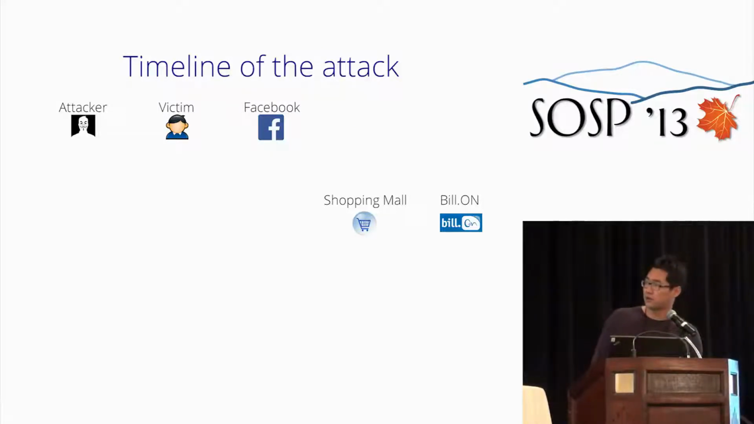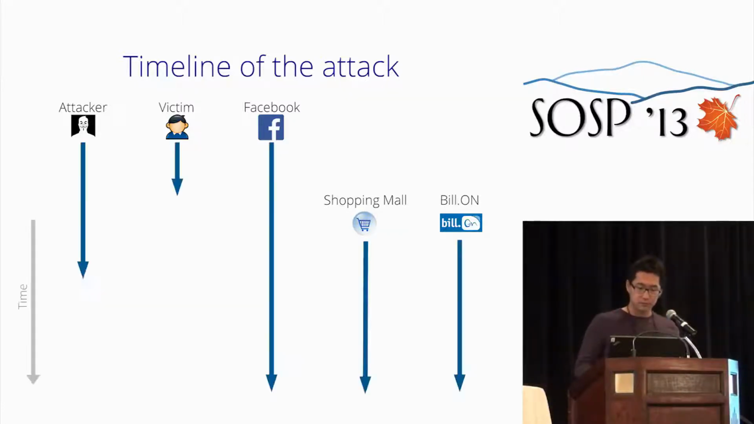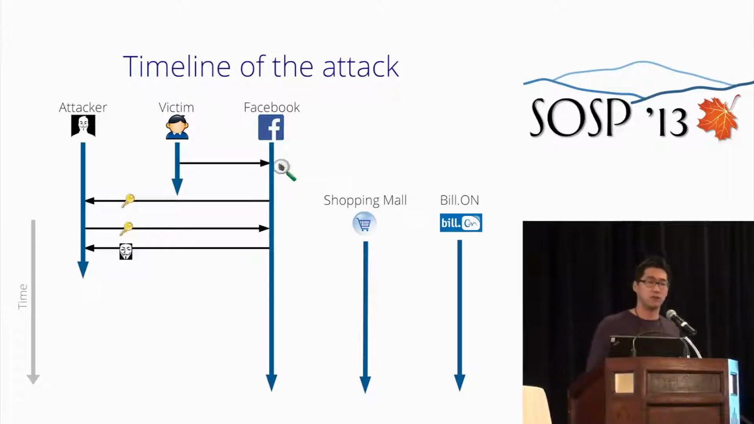There are 5 different parties involved in this attack, including the attacker, the victim, and Facebook, which plays the role of authenticator and also content provider at the same time. And 2 other services, the shopping mall and Bill On service, simply contact Facebook. We're going to represent each operation on a downward timeline. First, the victim initiates authentication to Facebook. Because we have a vulnerability in Facebook, it returns the access token to the attacker. By using this access token, the attacker modifies the user's address in Facebook.